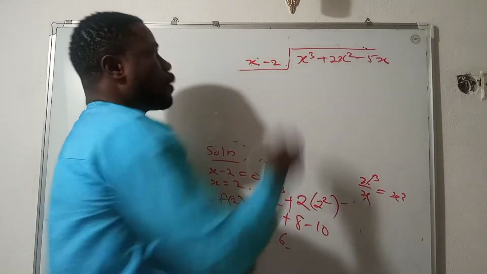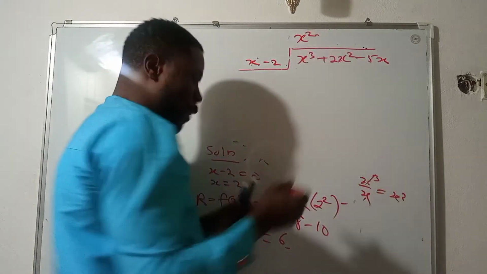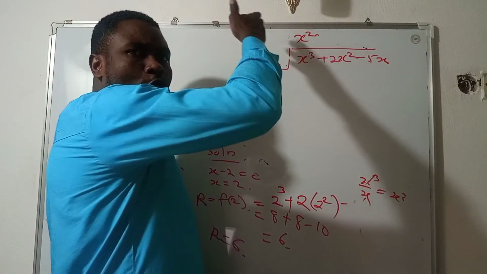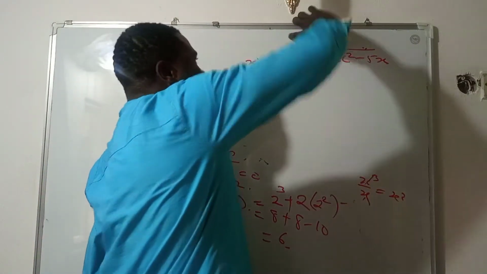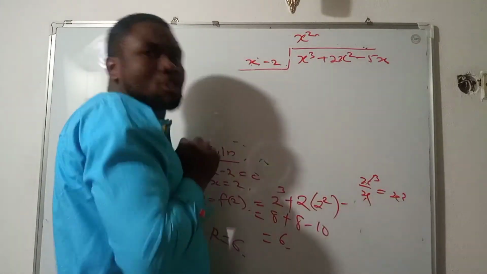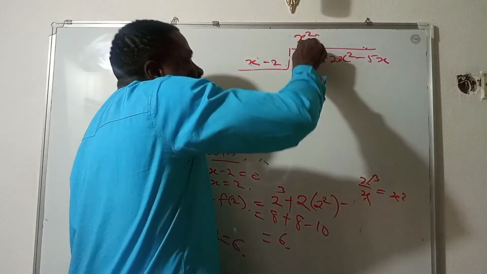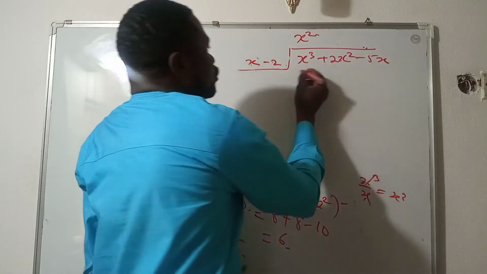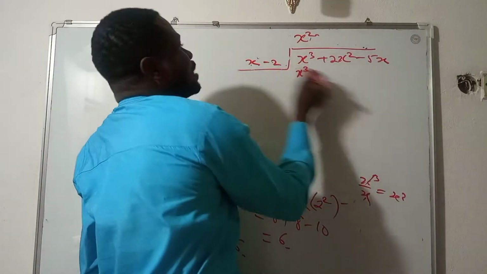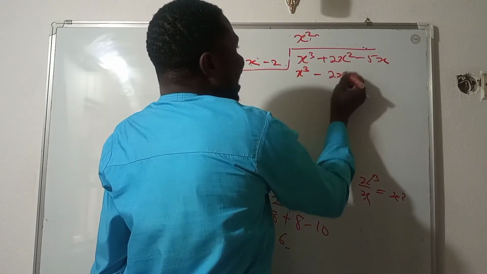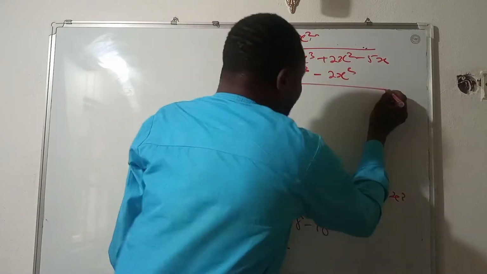Immediately you say x squared, that x squared should be written up here. And having written the x squared up there, I have to use this x squared to multiply the divisor. Then this becomes x squared times x, that, of course, will be x cubed. x squared times this will be minus 2x squared. And then I will draw this line.